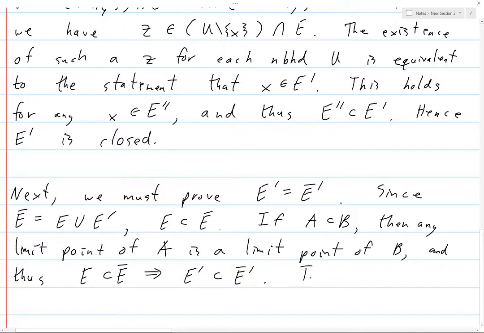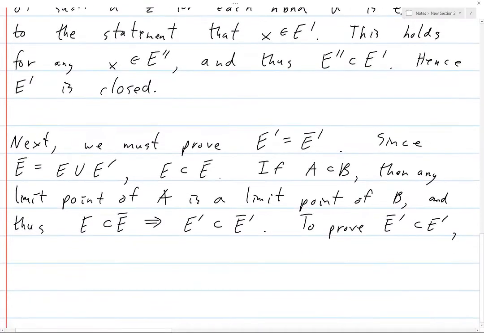Alright. Now we want to prove that E prime equals E closure prime. So the next thing we're going to want to prove is E closure prime is contained in E prime. Because if E prime is contained in E closure prime and E closure prime is contained in E prime, then E prime equals E closure prime. This is how you want to go about proving equality of sets. You want to prove that each set is contained in the other. So to prove the other one, this is going to require a little bit of work.